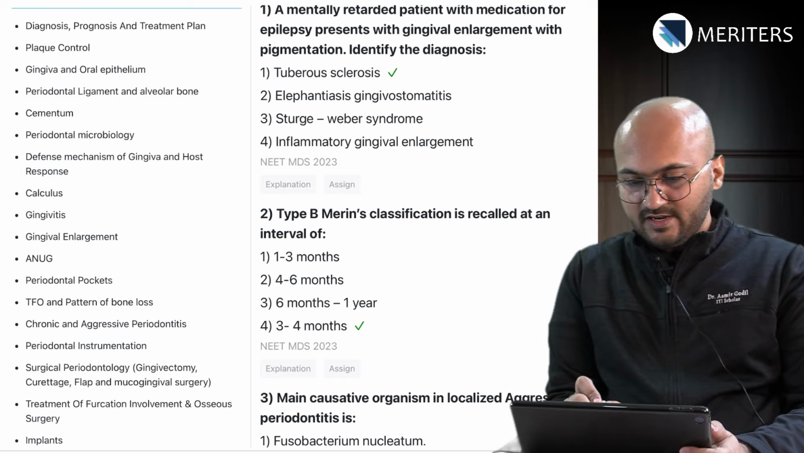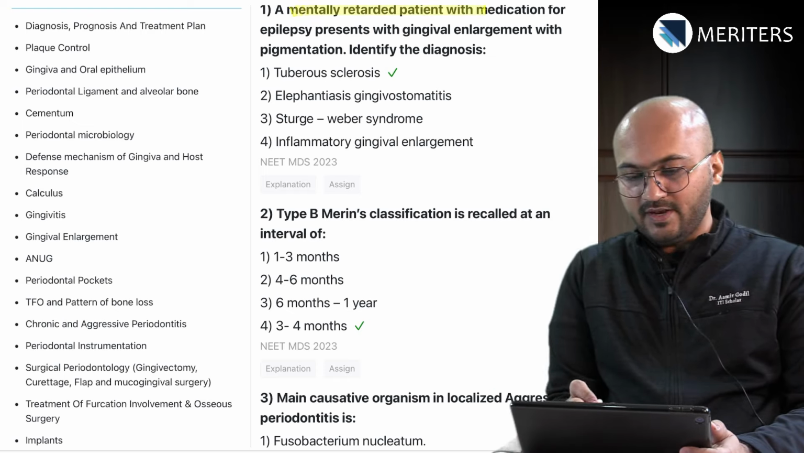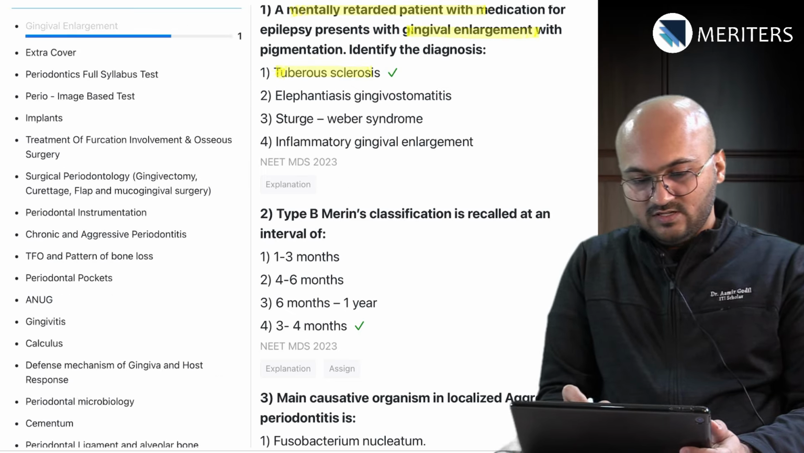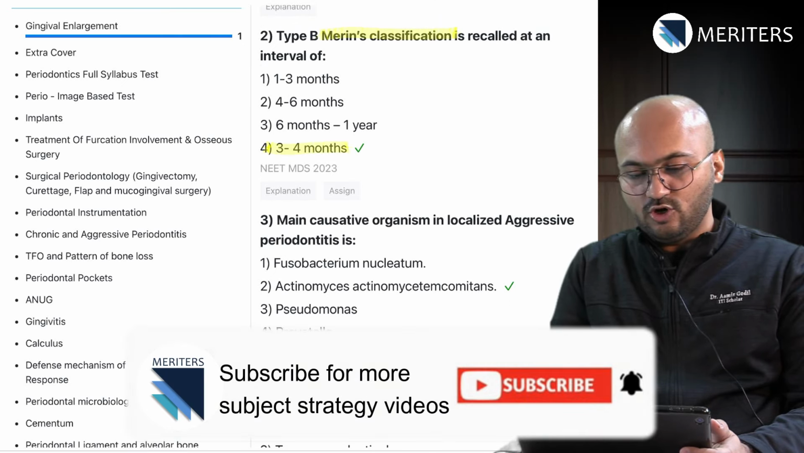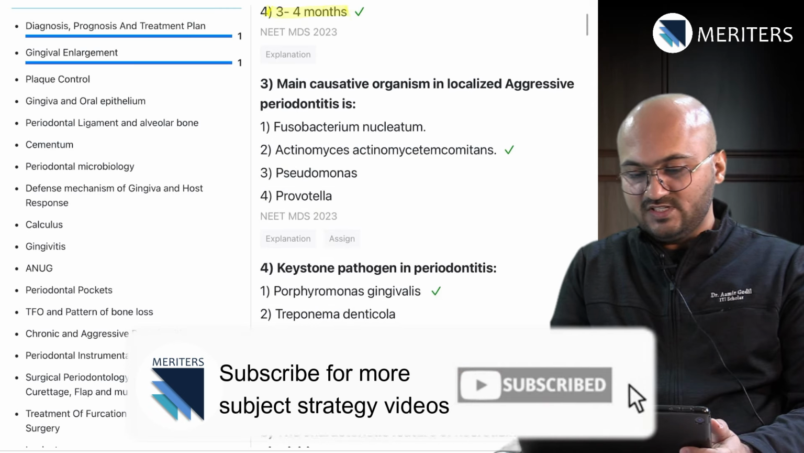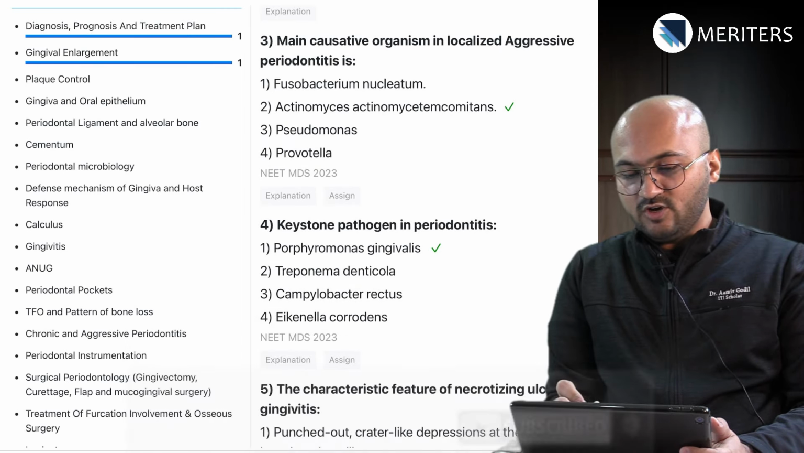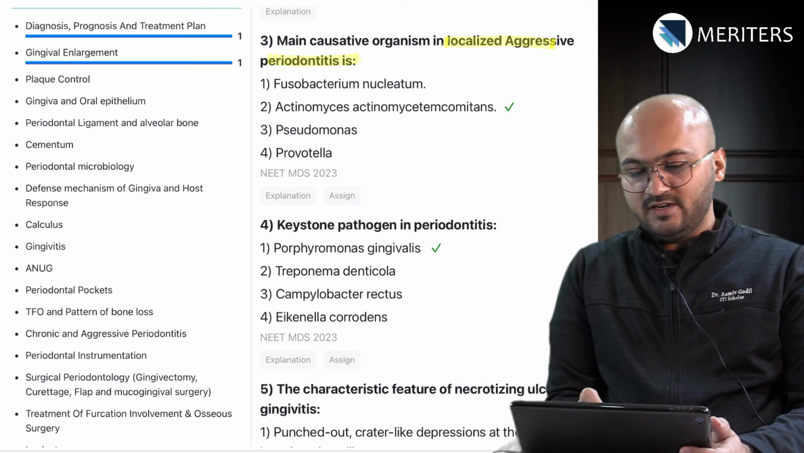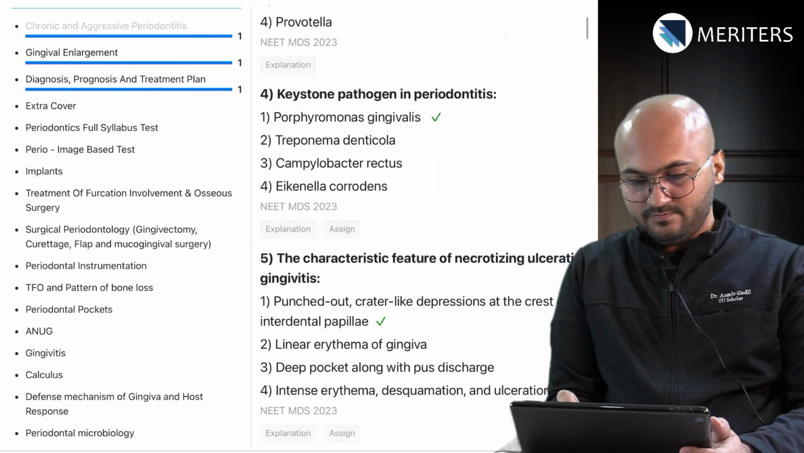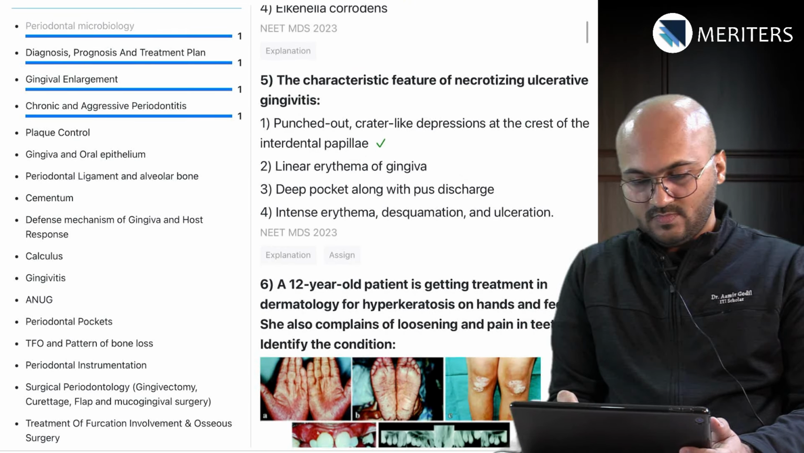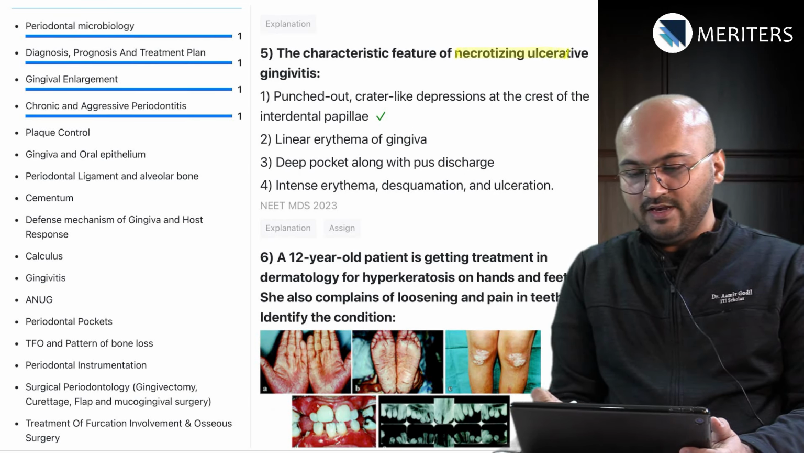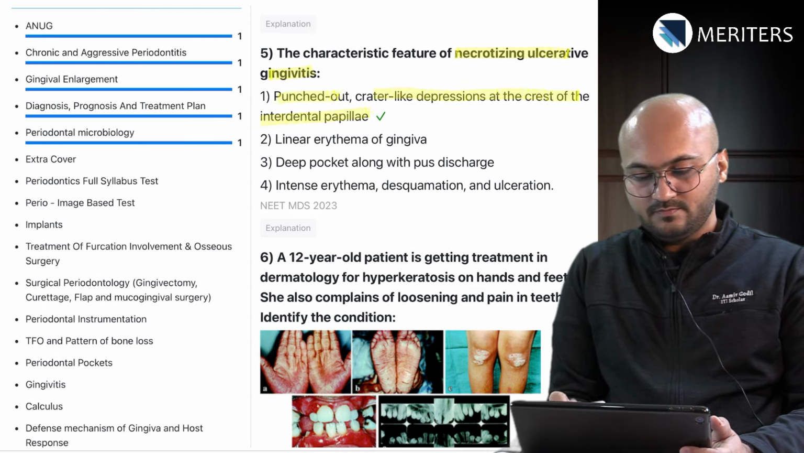Now the first question is: a mentally retarded patient with medication on epilepsy presents with gingival enlargement. Identify the diagnosis. So that's gingival enlargement. Then Merin's classification, which is associated with recall. So that's diagnosis, prognosis and treatment plan. Main causative organism in aggressive periodontitis is AA. Keystone pathogen in periodontitis, P. gingivalis. Characteristic feature of INUG is punched out crater-like depressions at the crest of interdental papillae.